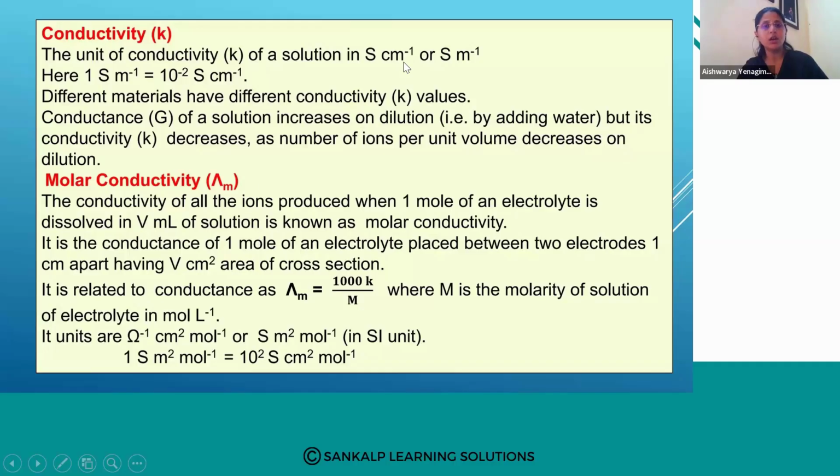Before going to molar conductivity, let us talk about electrolytes. What question arises as soon as we use the term electrolyte or conductivity? How to measure the conductivity of this ionic solution, the electrolytic solution?